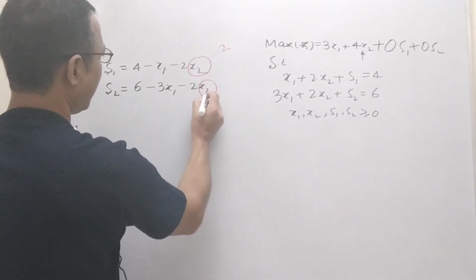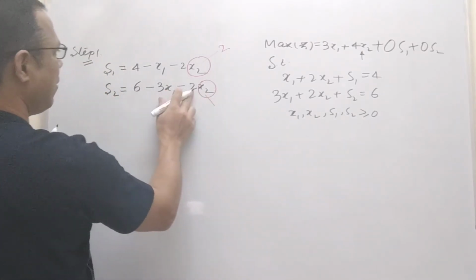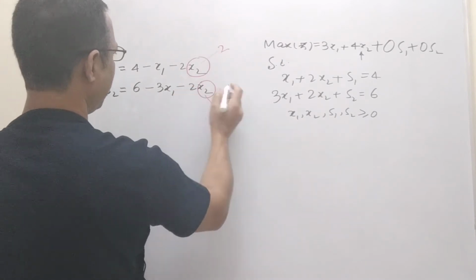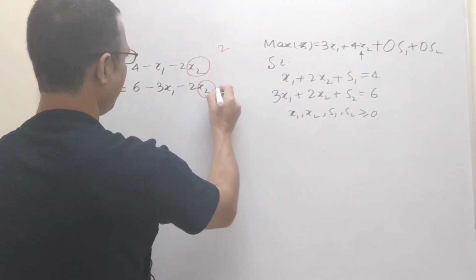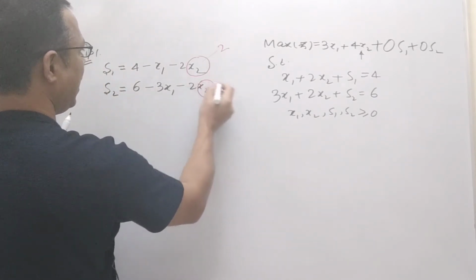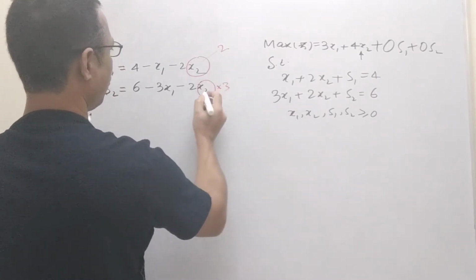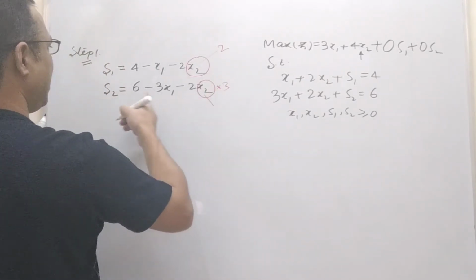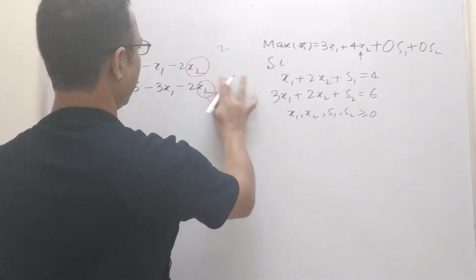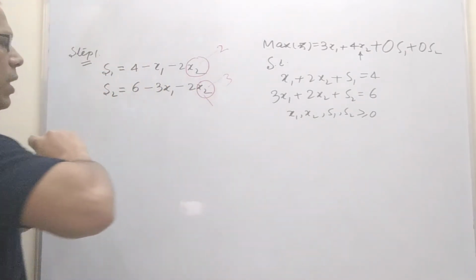Now if we consider x2, we need to make these values 6. 6 by 2, if we multiply, 2 will get cancelled and it is 3. It means if you multiply with 3, x2 will be 3, then automatically it will be 6 and 6 minus 6 is 0. So here there are two values of x2, either 2 or 3.